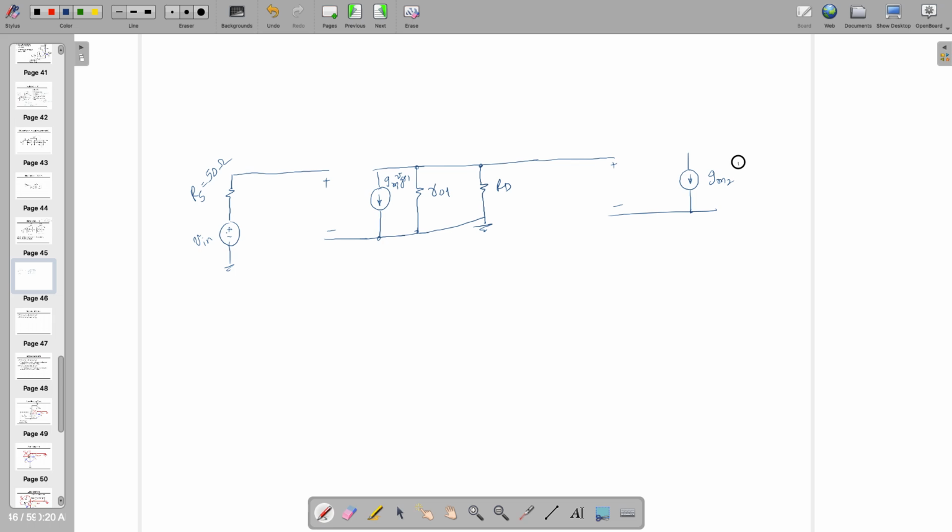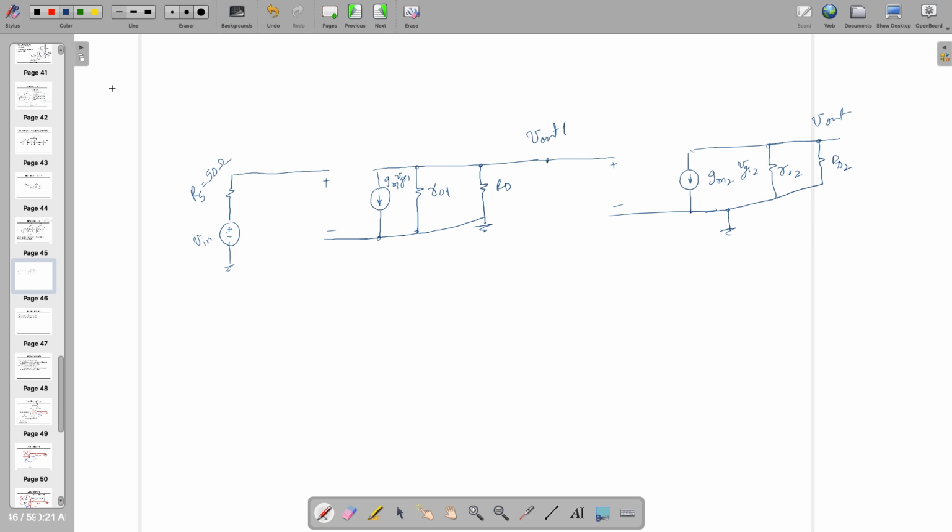So GM2 VGS2 and RO2, and on this side RD2, right? So this is V out, this is V out 1. This is the output of the first stage and this is the output of the second stage, or both the stages.